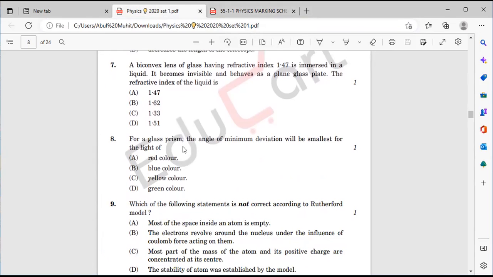For a glass prism, the angle of minimum deviation will be smaller for the light of which color? Red light. Red has minimum deviation for the red color, right? So red.